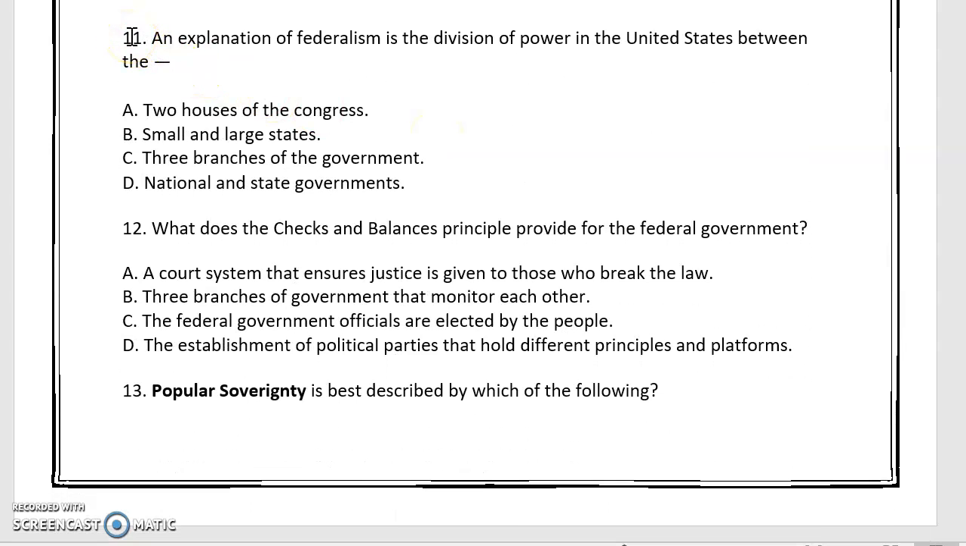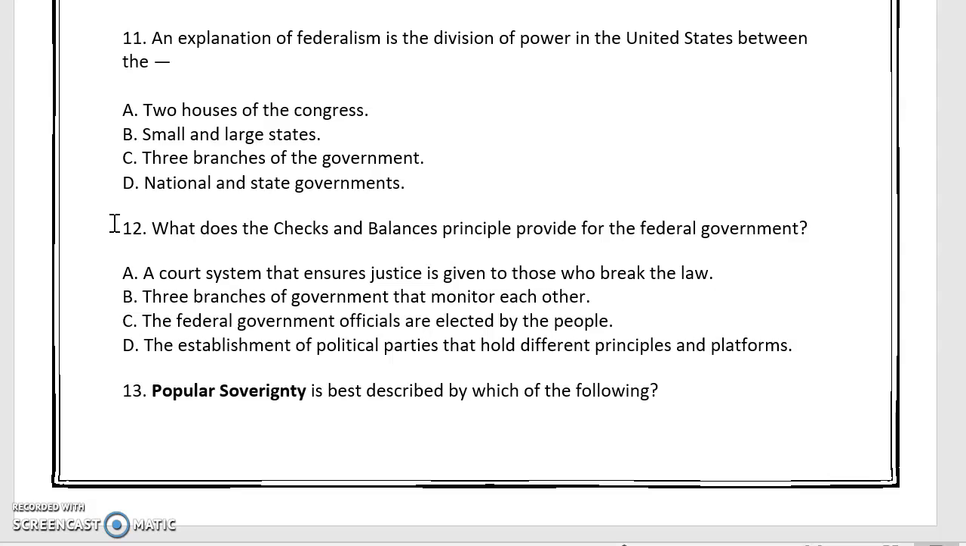Number 11. An explanation of federalism is the division of power in the United States between the A, two houses of Congress, not B, C, three branches of the government, or D, national and state governments.